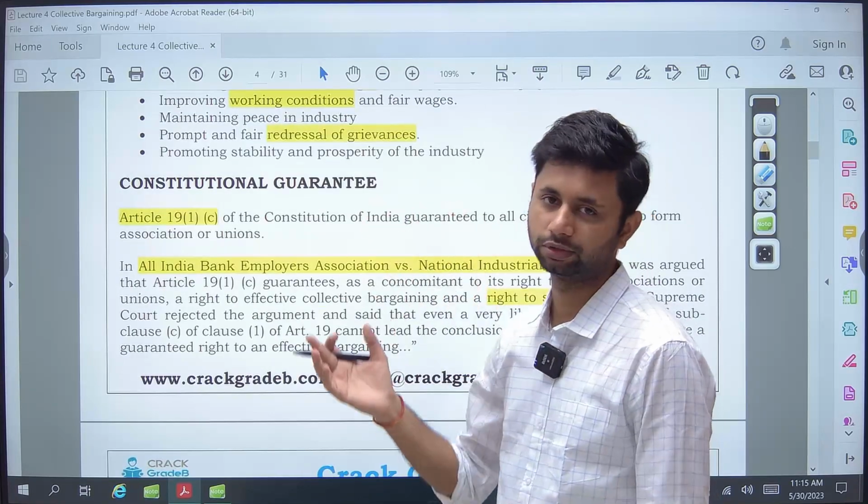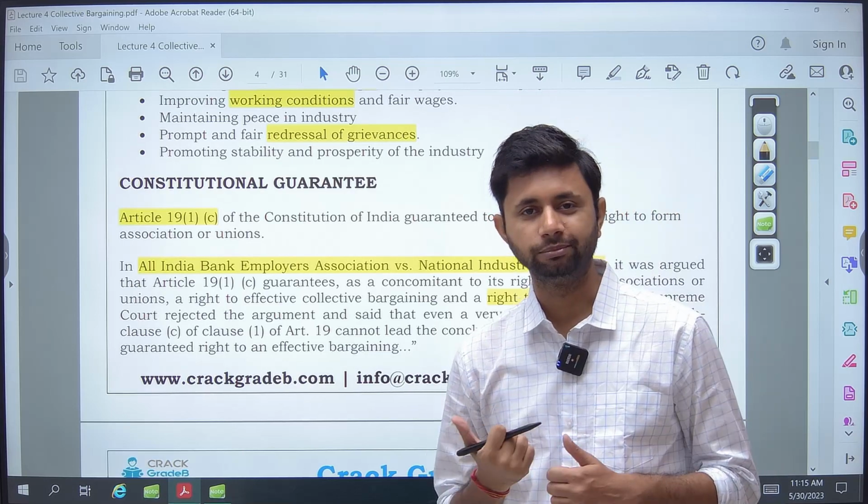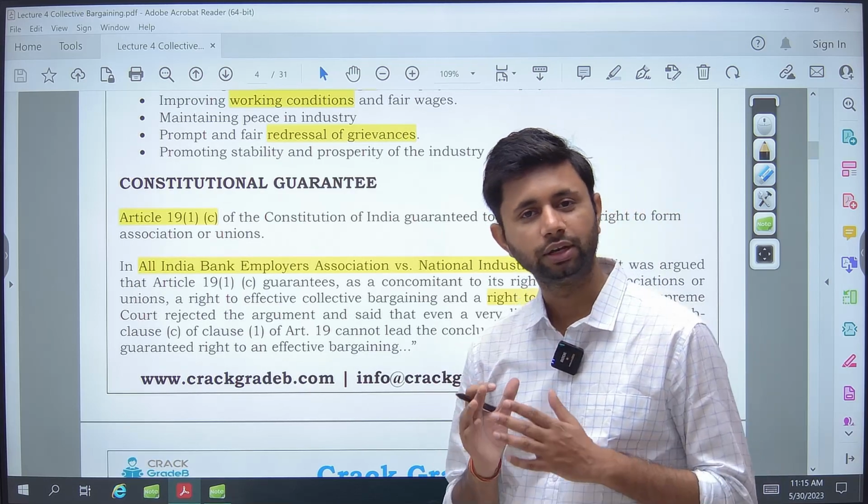Promoting stability and prosperity to the industry. Obviously, when both parties have normal, high-morale functioning, then the industry will inherently grow.